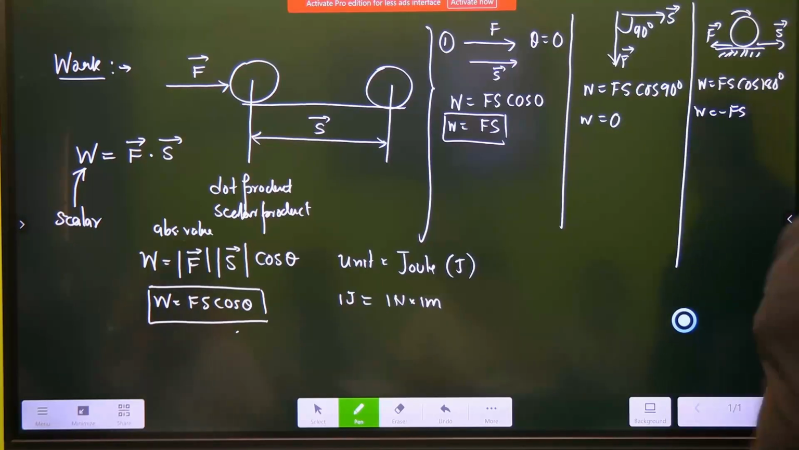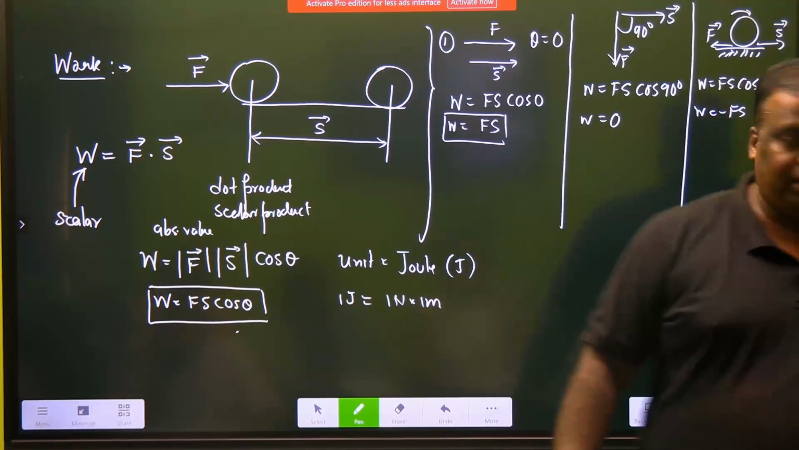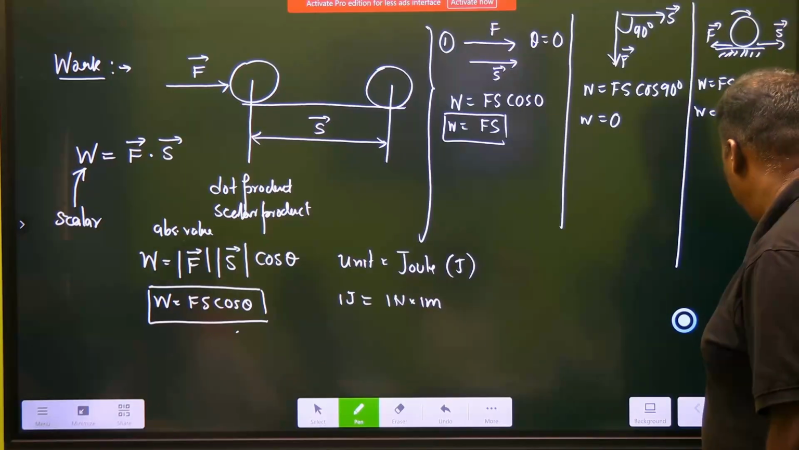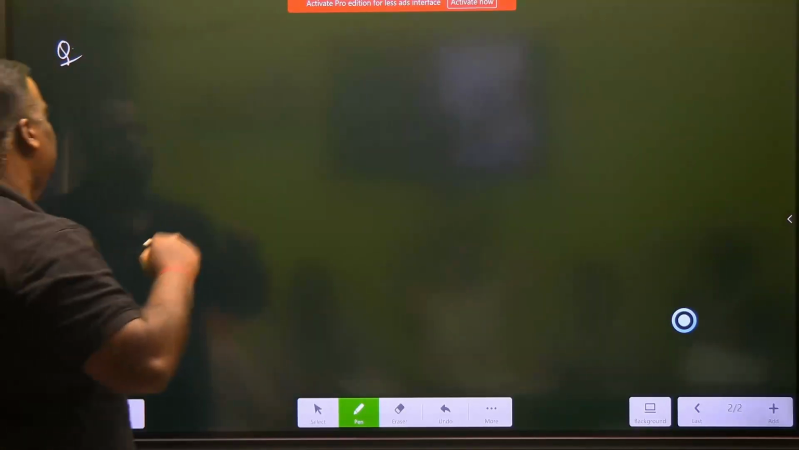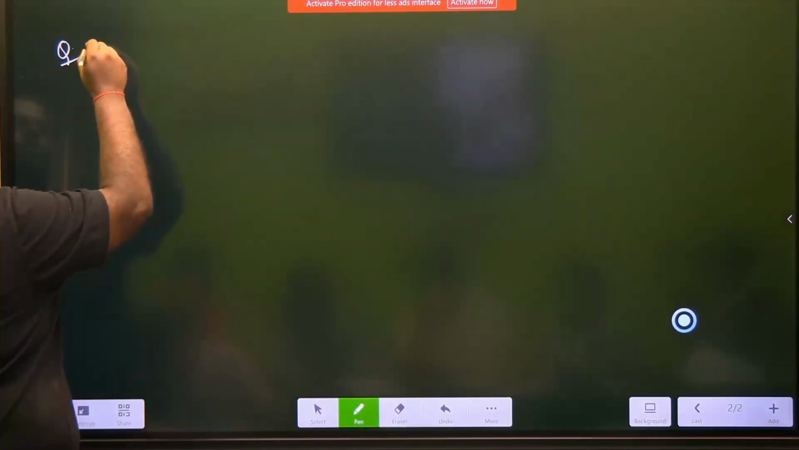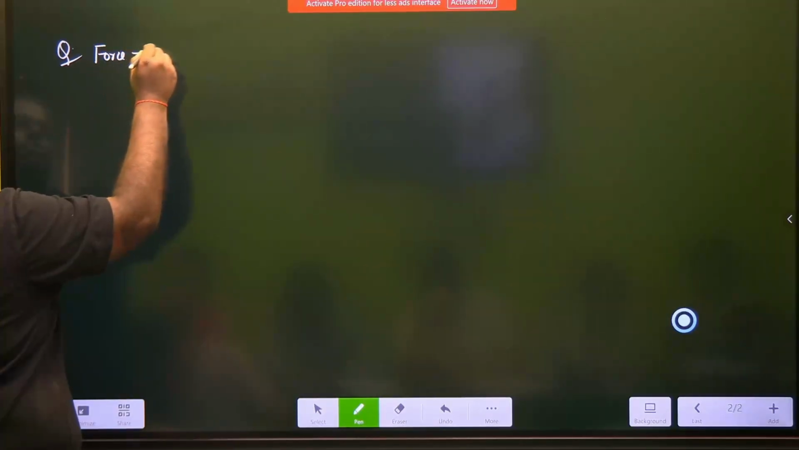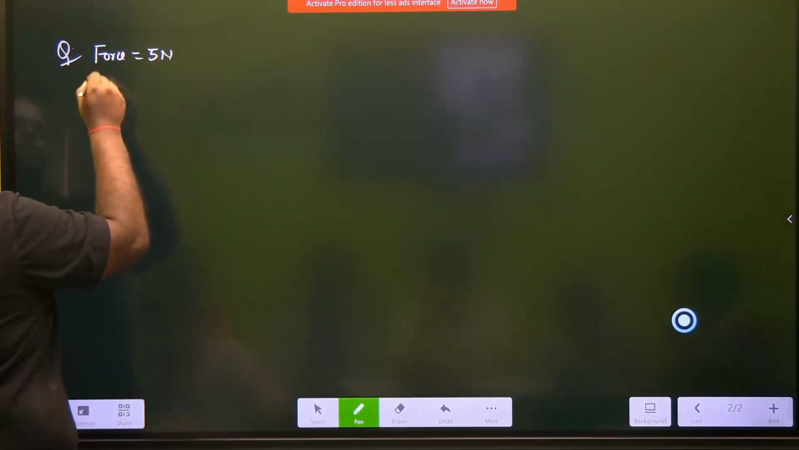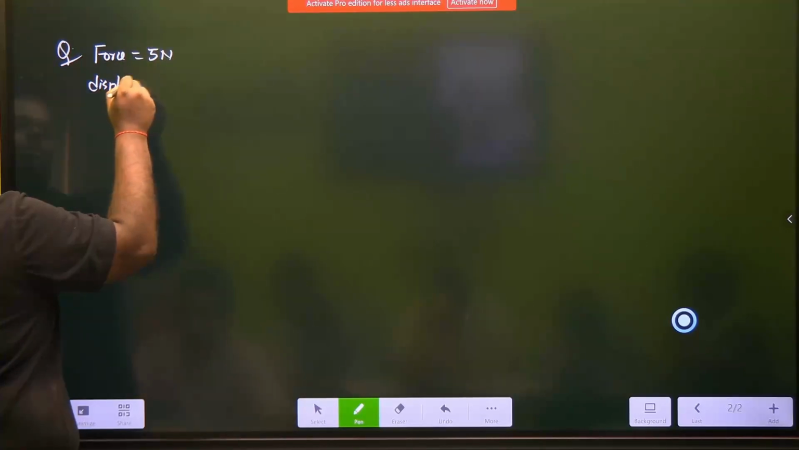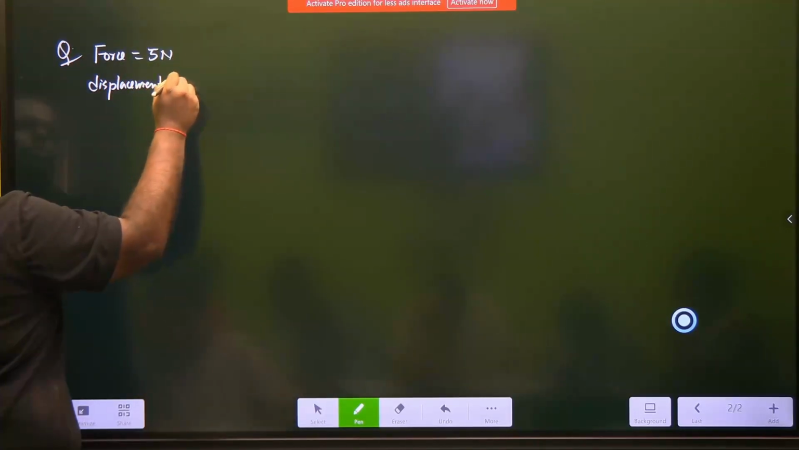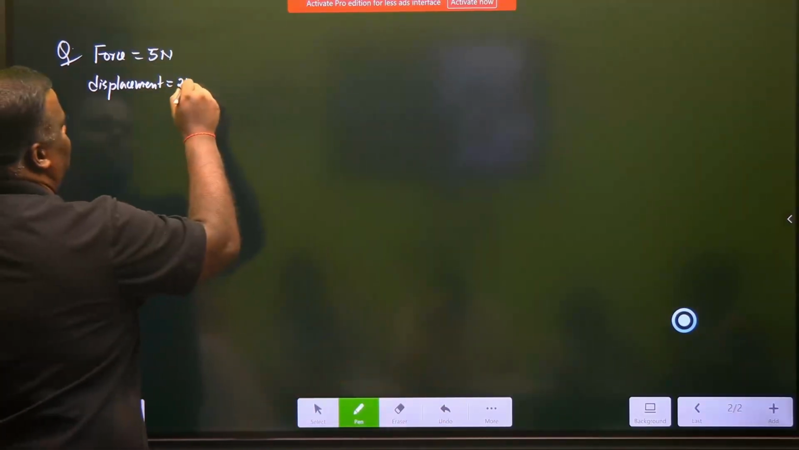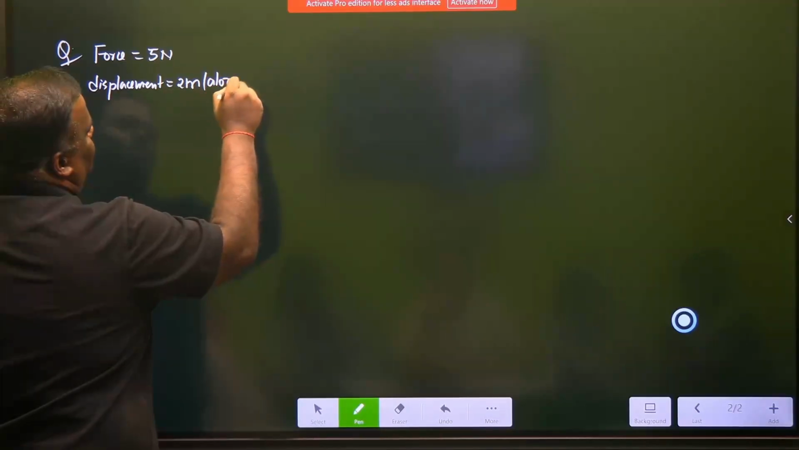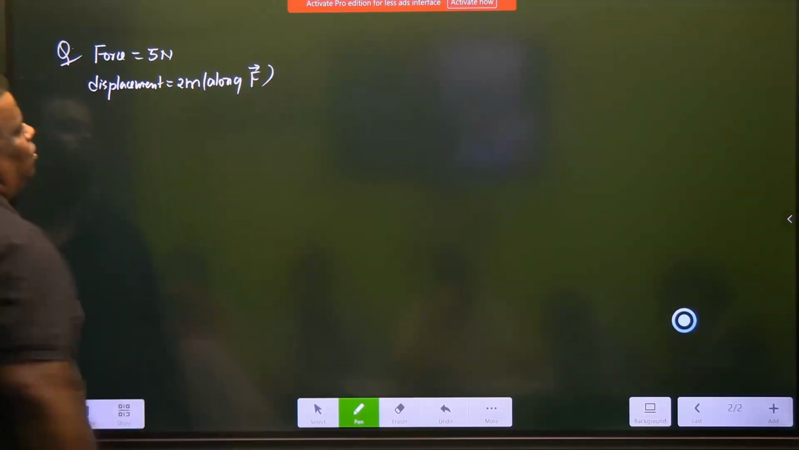Now let's do one or two problems on this. Come, let's do some problems. First problem, question. Let's say force is equal to 5 Newton, a typical CBSE problem, displacement is equal to 2 meters along the direction of force.